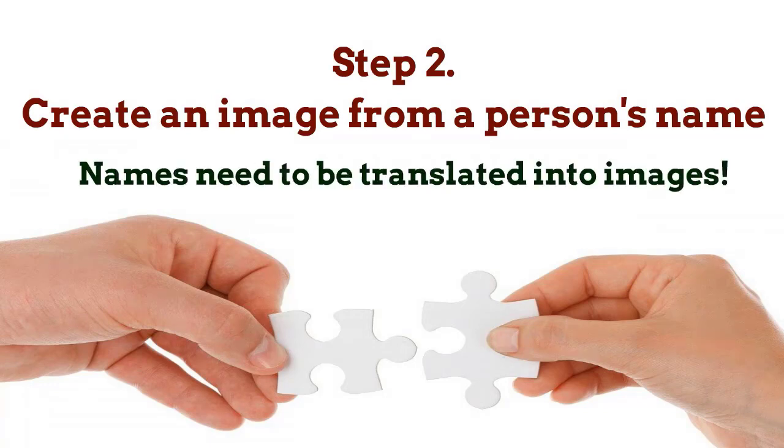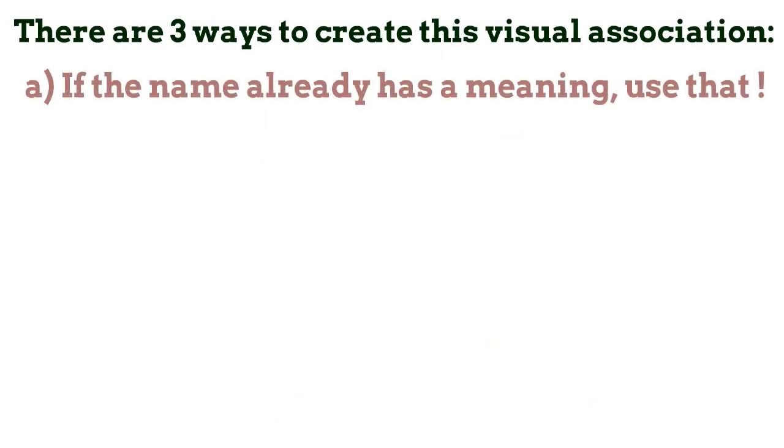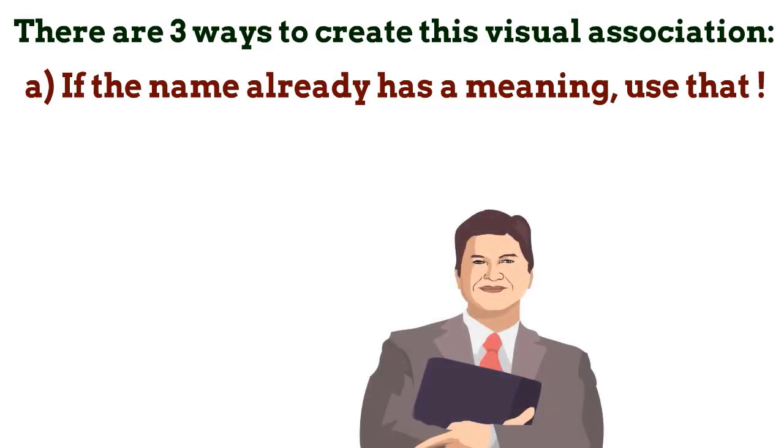The secret to memorizing names is to attach significance to them by translating them into concrete and easy-to-remember images of known people, objects, or animals. There are 3 ways to create this visual association. If the name already has a meaning, such as carpenter or wolf, use that, like imagining Martin Wolf as a wolf dressed as a grandmother.